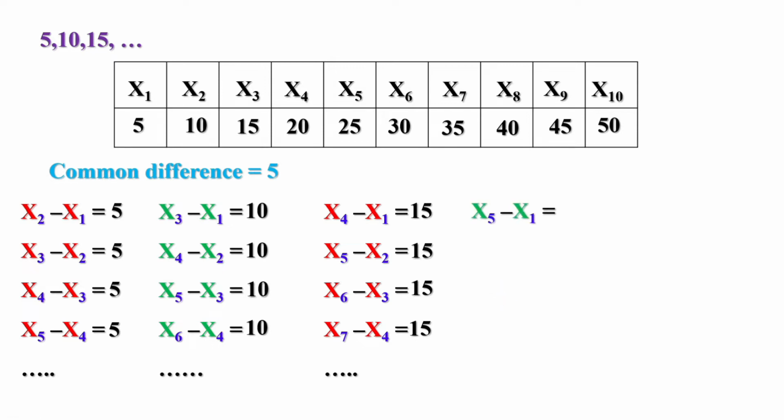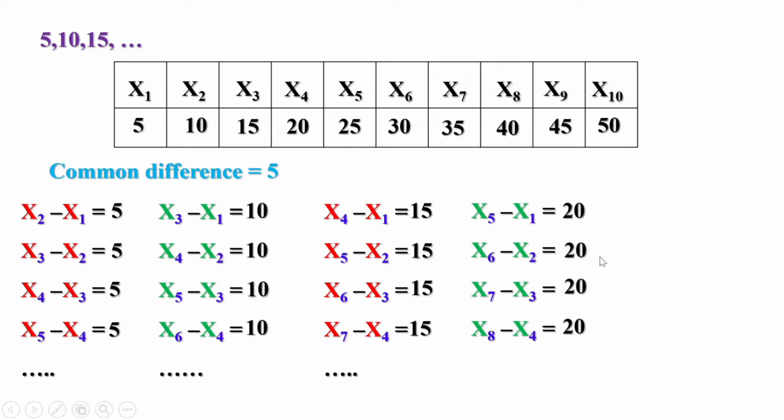Fifth term minus first term, that is 25 minus 5 or 20. Sixth term minus second term, that is 30 minus 10, again 20. Seventh term minus third term, again 20. Eighth term minus fourth term, again 20. Here I have taken all the examples where the position difference is 4. Now look at the term difference. It is 4 into 5 or position difference into common difference.